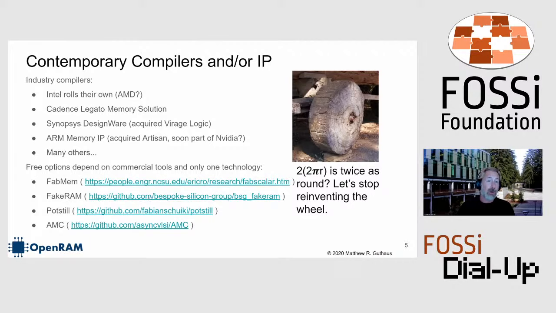Now, there are some open source things. I mentioned here FabMem, which is for one process, FakeRAM, which just generates kind of black box models for memories, but doesn't actually make memories. There are some scripts like Potstill, and there's a branch, a fork off of OpenRAM called the Asynchronous Memory Compiler. There aren't a lot of options in the open source that actually do the full thing of making a memory all the way down to the layout level. And why is that? Well, I'll talk about that in a second.